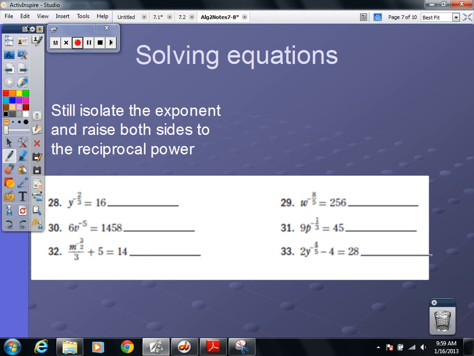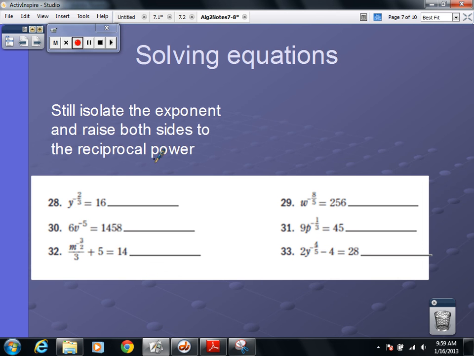How do you solve equations here? Okay, you're still going to isolate the exponent and then raise both sides to the reciprocal power. So in this case, I want to get y by itself. For y to be by itself, I need y to the first power. To what exponent can I raise both sides to get to the positive 1 power? It's going to be to the negative 3/2. Negative 2/3 times negative 3/2 is y to the first, which is what I'm looking for.